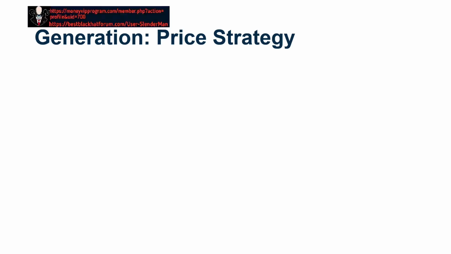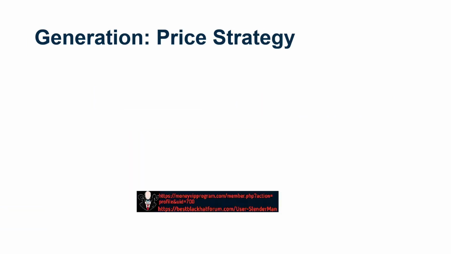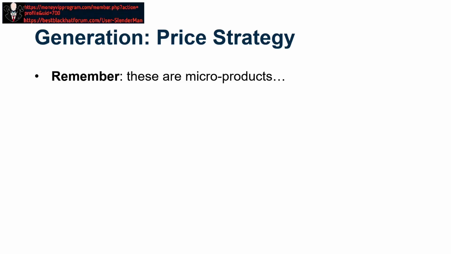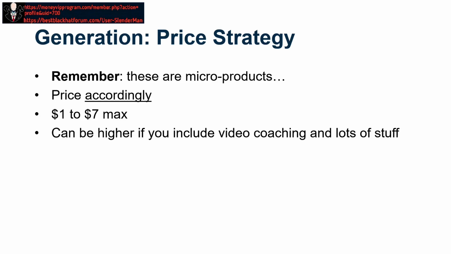So getting to the section on price, we should really talk a little bit about strategy. Remember that these are micro products, so you should price them accordingly. I would go from $1 to $7 maximum. You can push that a little higher if you're going to include more stuff in your product. But if it's a micro product that's maybe just a PDF report and a template or two, then I would generally price it at $5. Like I said, you could go higher if you're going to include video coaching and other things.